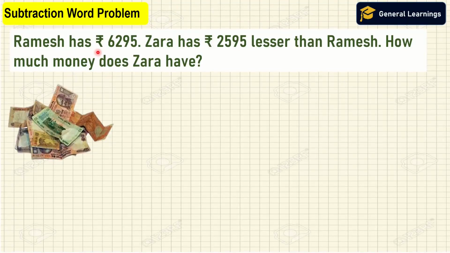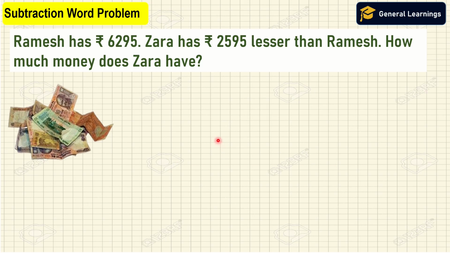Ramesh has rupees 6,295. Zara has rupees 2,595 less than Ramesh. So how much money does Zara have? So in this word problem, what they have given is Ramesh has rupees 6,295, whereas Zara has 2,595 amount less than Ramesh. So now we are going to find out how much money Zara has.